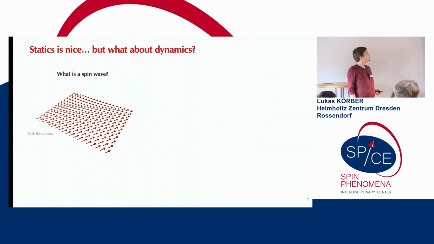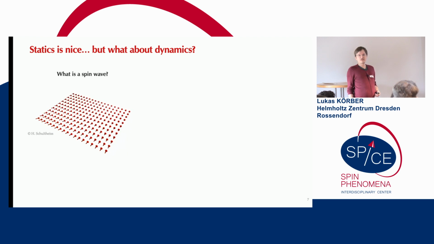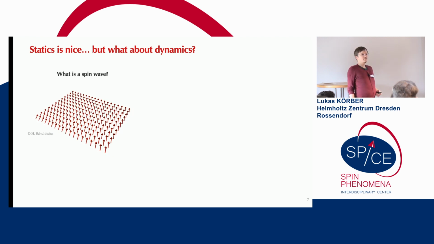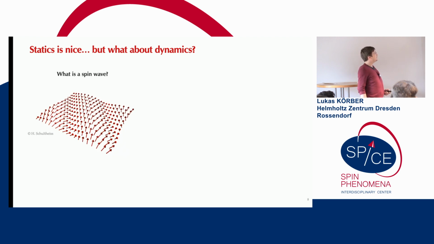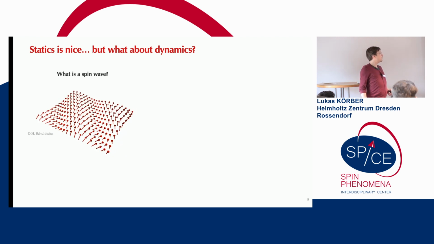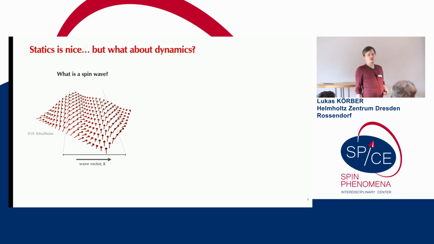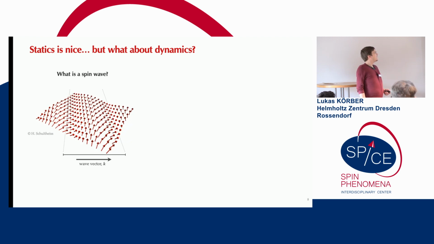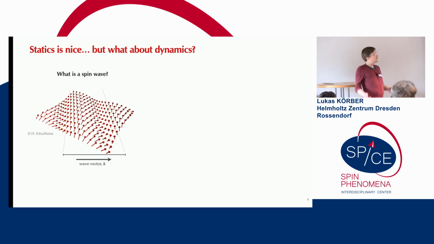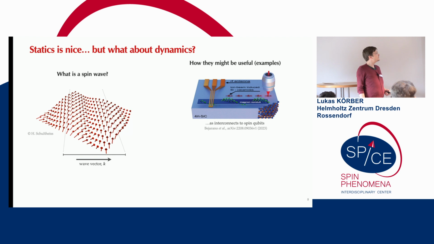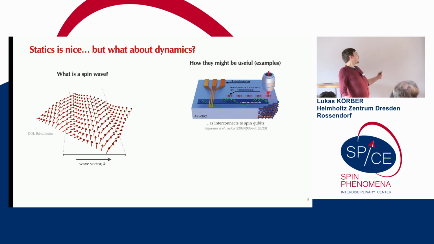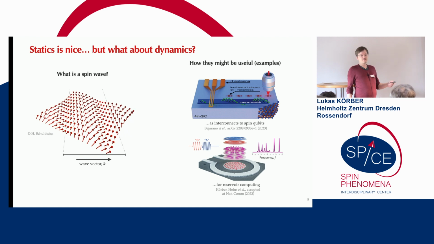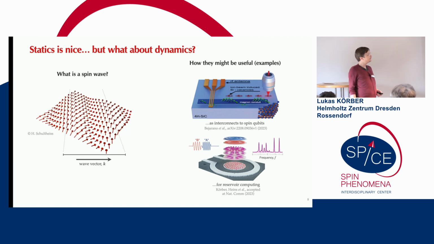I'm sure I don't need to tell you what a spin wave is, but in case you have forgotten, let's consider a simple two-dimensional magnet, and if we kick all these magnetic moments out of their equilibrium position, they will start to precess as a so-called ferromagnetic resonance. If we allow for a little bit of a phase difference between the different precessional motions, we can define a finite wave vector, and we can talk about a propagating spin wave. These spin waves have very interesting linear and nonlinear characteristics. They are potentially also useful as interconnects to spin qubits, and, shameless plug, also for reservoir computing. We've seen a really interesting talk yesterday about that.